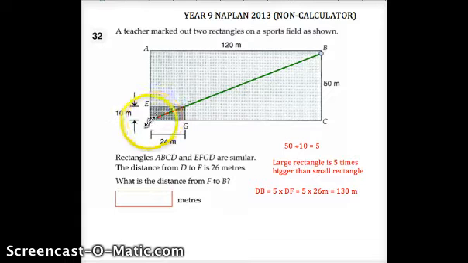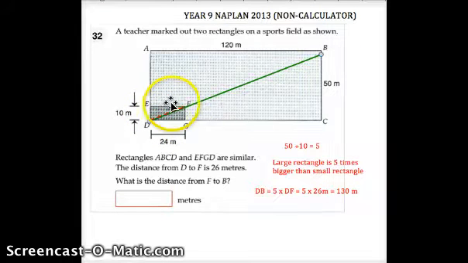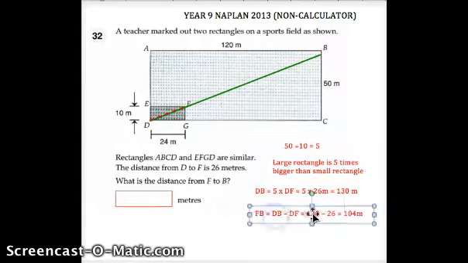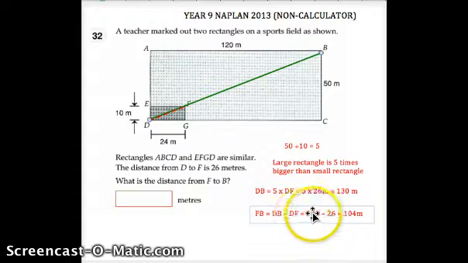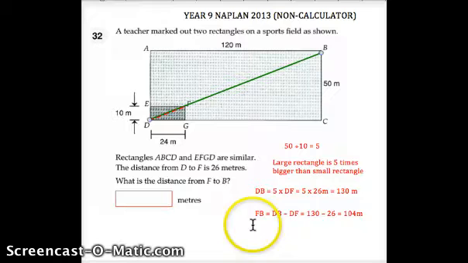So FB will be the distance DB, so it's the green line, take away the red line. So FB from there to there is DB, the whole distance, minus DF. So it's 130 minus 26 because DF is 26, and the answer is 104 meters. And I've just written that answer in there. And that is the end of the 2013 non-calculator section.